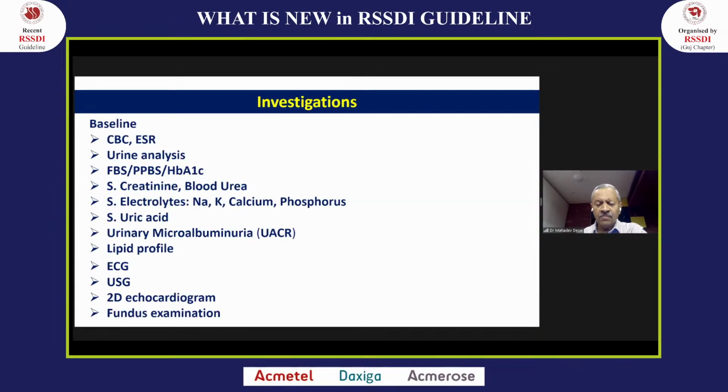And this slide is on my own, not present in the guidelines, but this is a total of what is mentioned in the articles. We should go for baseline investigation in the form of complete blood count, urine analysis, sugar levels, creatinine, urea, electrolytes, especially sodium, potassium, calcium, and phosphorus. When we have PKD in mind, we should get the calcium, phosphorus, alkaline phosphatase also. Uric acid is an important marker. Then urinary microalbuminuria, lipid profile, ECG, sonography abdomen, 2D echo, and fundus examinations. At least once we should have all these investigations.